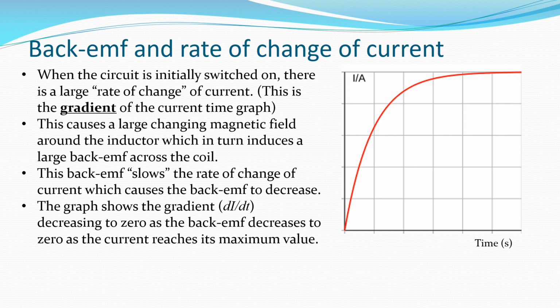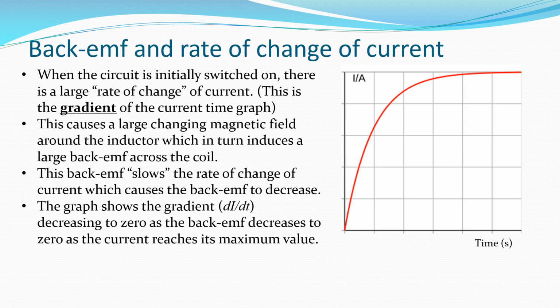when the circuit is initially switched on, we have that large rate of change of current, as we can see from the gradient. But that causes a large changing magnetic field around the inductor. That large changing magnetic field around the inductor, in turn, induces a large back EMF across the coil. Now, the back EMF always opposes the direction of the current that caused it. This means that that backwards EMF now slows down the rate of change of the current which caused the back EMF. And this causes then the back EMF to decrease.